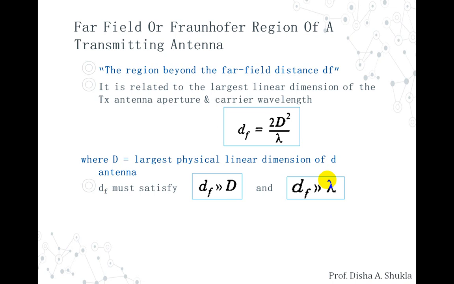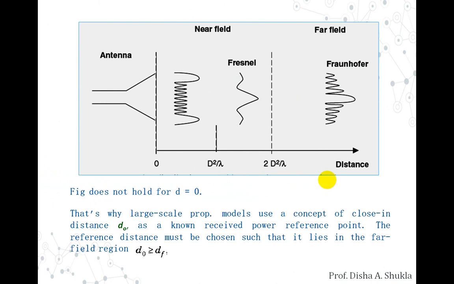It is related to the largest linear dimension of the transmitting antenna Tx and the carrier wavelength. So DF, that is the far field distance, is equal to 2 D square upon lambda, where D is the largest physical linear dimension of the antenna. The far field distance DF must satisfy two criteria: DF has to be very large compared to D, and DF has to be very large compared to lambda. These are the two assumptions that we have. So, for example, this is my antenna and this is where it is transmitting its power.